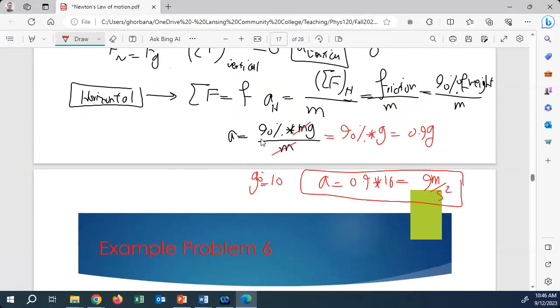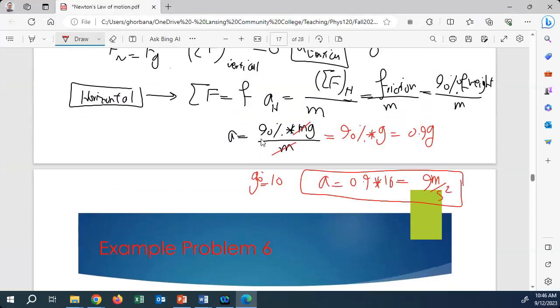Okay. So again, I draw the situation. I identified the forces: normal force and force of gravity. They cancel each other, which means I don't have acceleration in the vertical. And the only force exerted in the horizontal line is the friction force. So I can write Newton's second law for the horizontal.